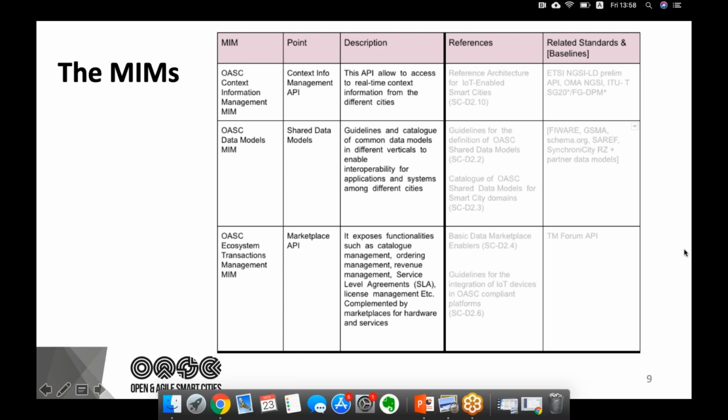should OASC have a MIM that's called Context Information Management, one that's called Data Models, one that's called Ecosystem Transaction Management? Maybe you think Ecosystem Transaction Management is a stupid name and you want to name it Marketplace or Pluto. That's the only thing that's on vote. Also the description here, but actually the voting ticket will only be column A, the first left column here, and then you can say yes or no.